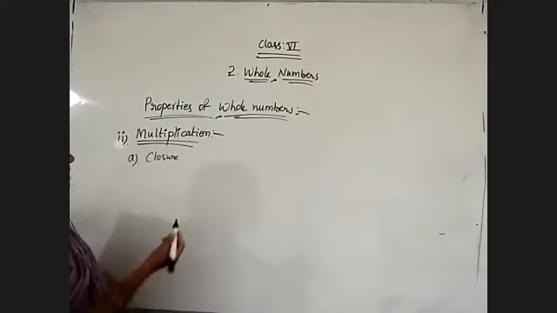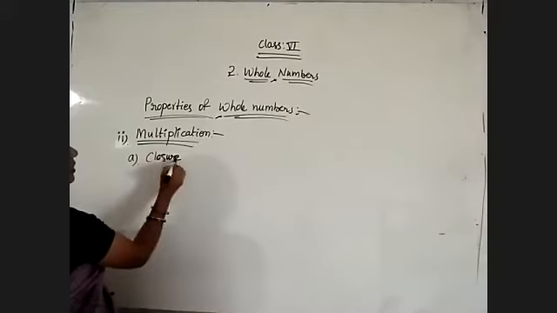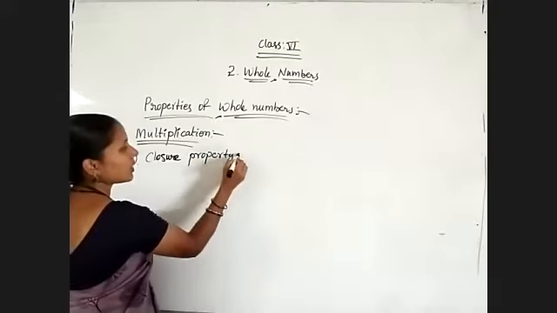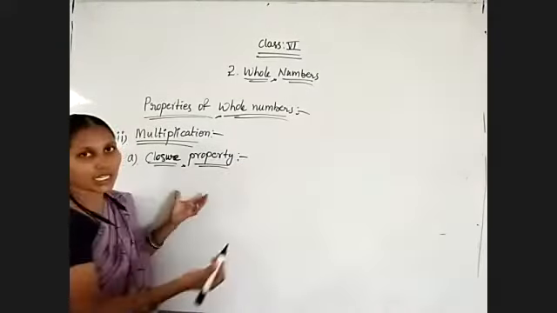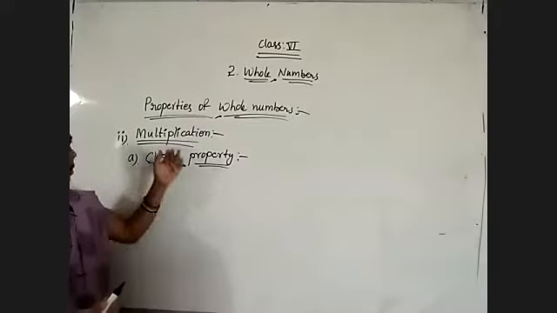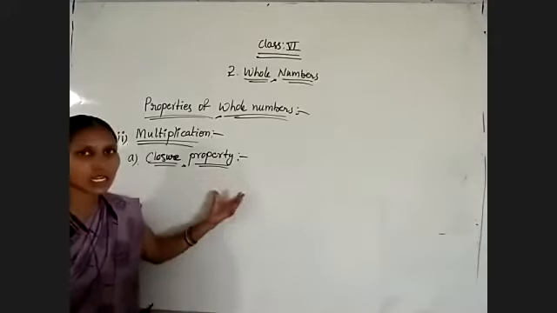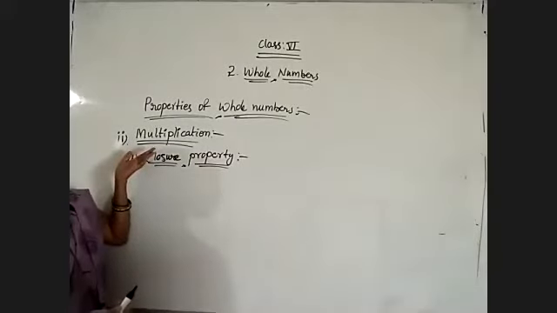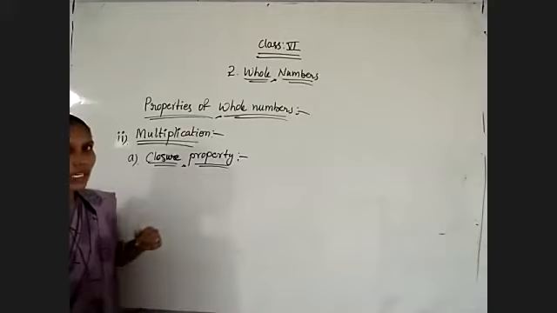Closure property states that, as we did yesterday with so many problems, if we are applying any operation, the result we are getting is also a whole number. If we are performing on whole numbers, we have to get the result also as a whole number. Yesterday we discussed addition. When we are adding two whole numbers, the result also is a whole number. That one we have discussed.